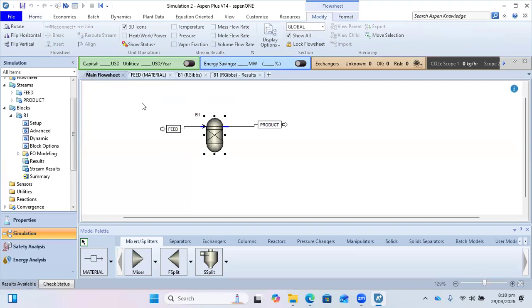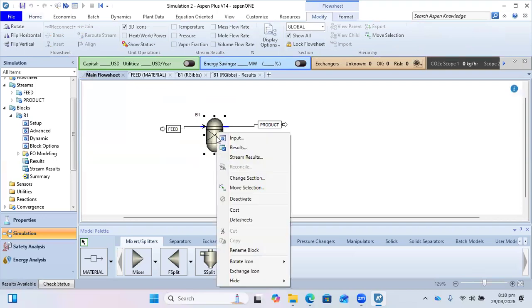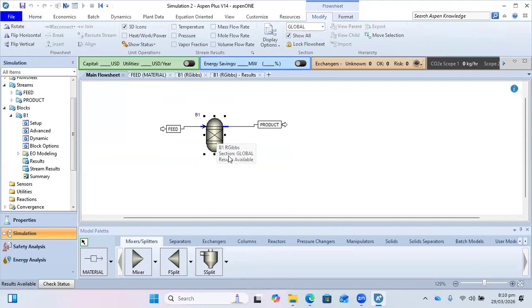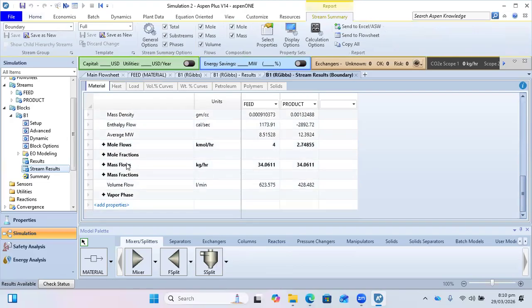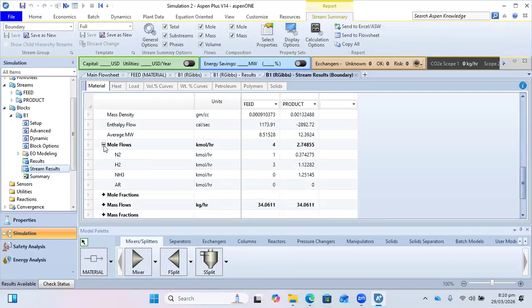Now let's look at how much was formed. So we'll right click and click on stream results. And then if we check the mole flows, you see that the nitrogen has reduced, hydrogen has reduced. This is the amount of ammonia that we have formed.